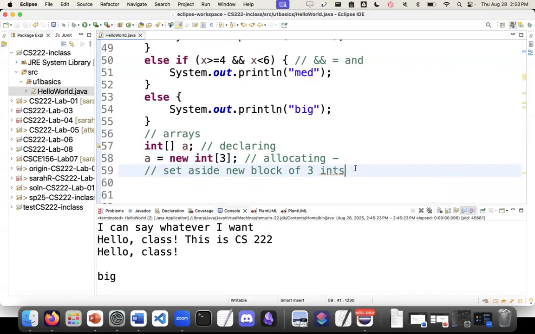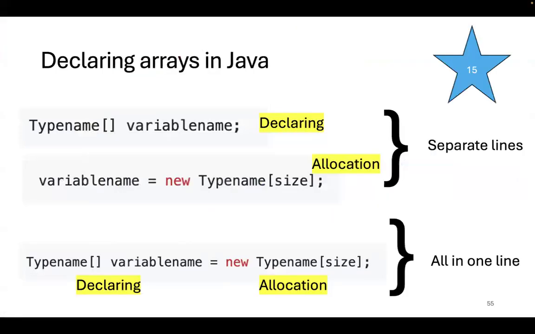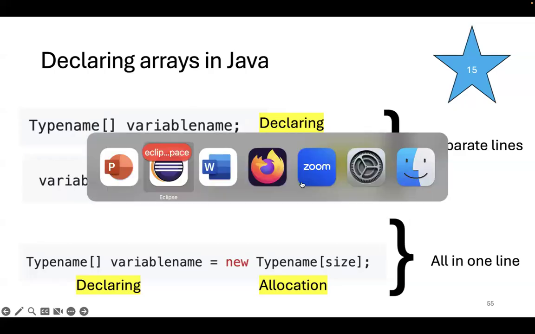So declaring and allocating. Similarly to declare and initialize, we can do it all at once, in one line, where after the variable name we say equals, and then we have this part that's on the right-hand side of the equal sign.